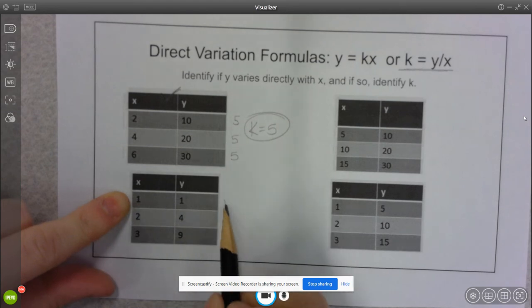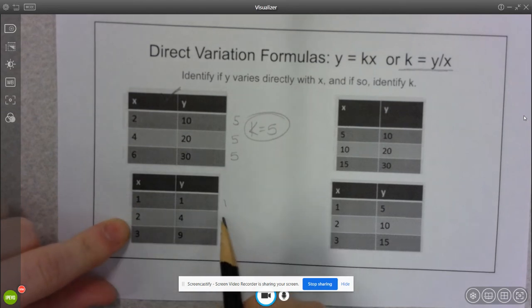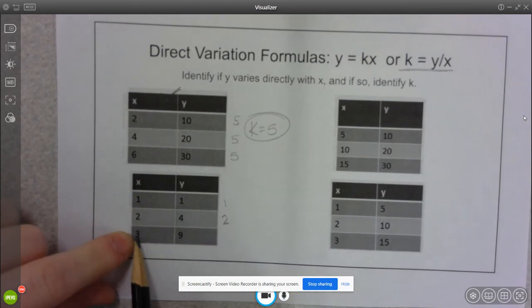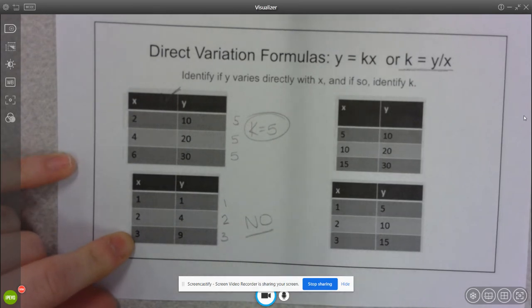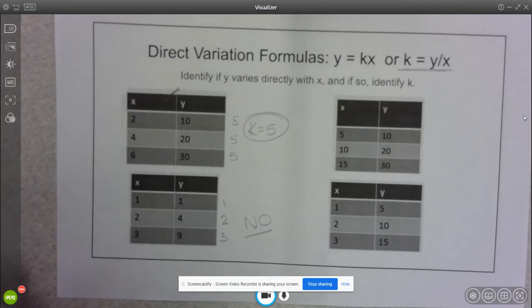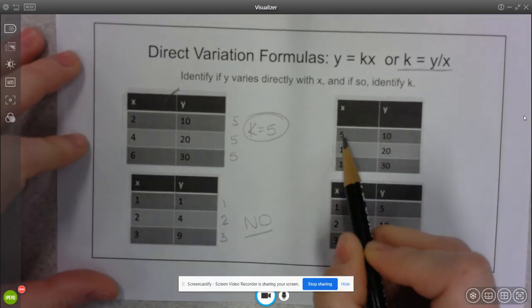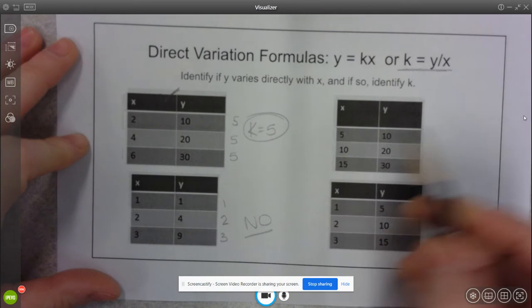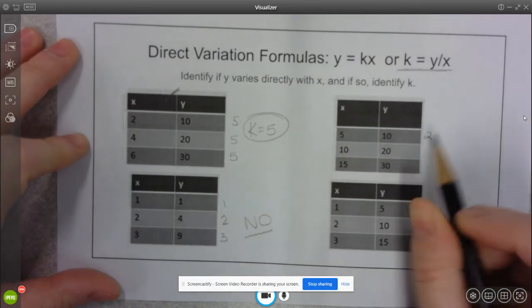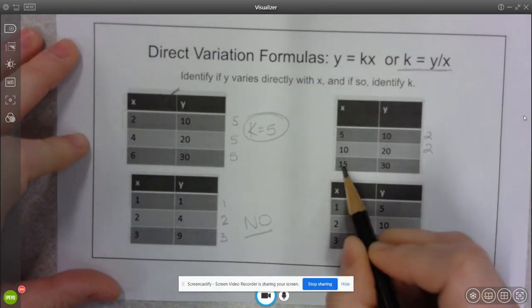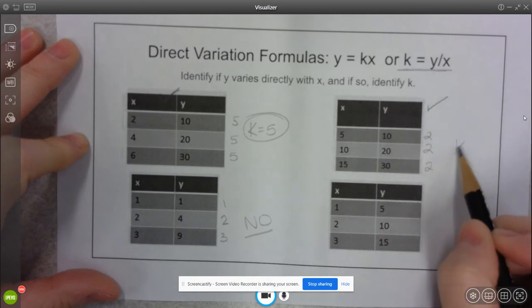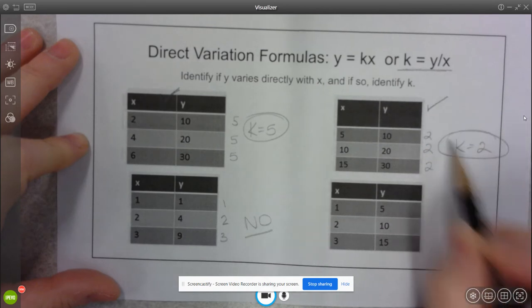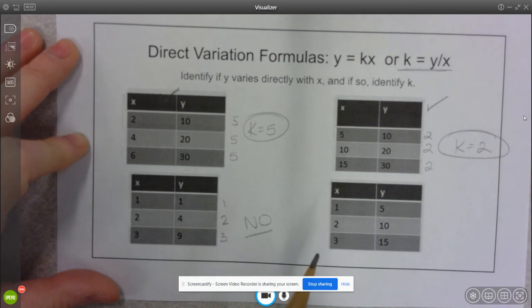Here, 1 divided by 1 is 1. 4 divided by 2 is 2. 9 divided by 3 is 3. No good. Not all the same number. Ten divided by 5 gives me 2. 20 divided by 10 gives me 2. And 30 divided by 15 gives me 2. That's good to go for direct, with our k value being 2.